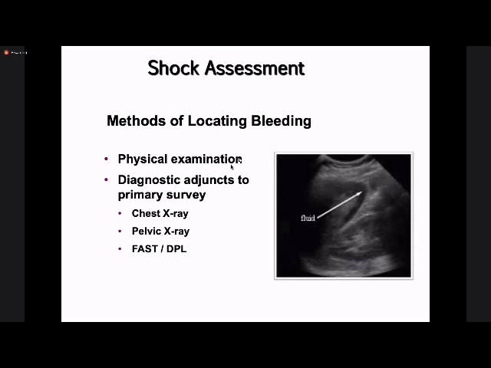FAST scan will tell us whether there is bleeding inside the peritoneal cavity. We look at the pelvis, upper left and right quadrants. Those are the places where they would bleed. If none of those are there, bleeding is excluded. And if the patient doesn't have a fracture and bleeding outside. So that is how you assess the site of bleeding.